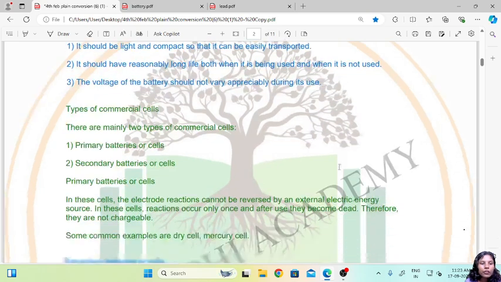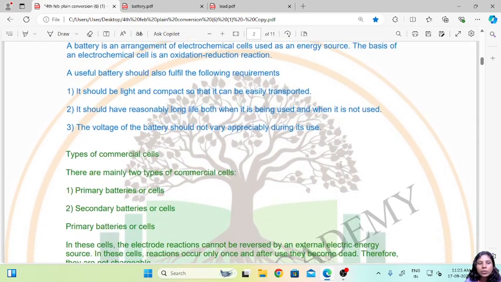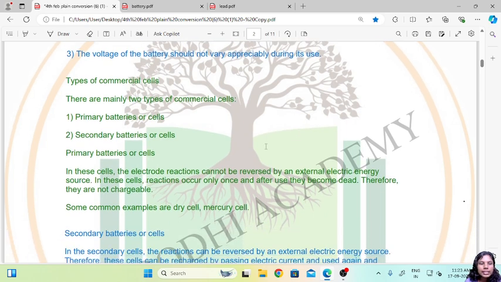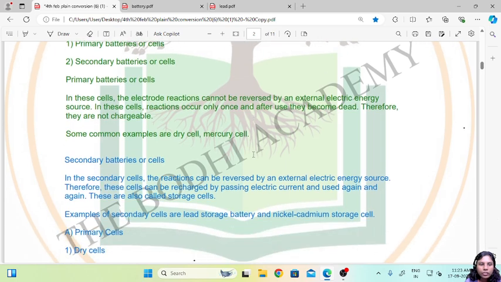Next, batteries are also known as cells. We have two major types of commercial cells: firstly, primary batteries or cells, and secondly, secondary batteries or cells. Now let's see what these primary and secondary batteries or cells are.